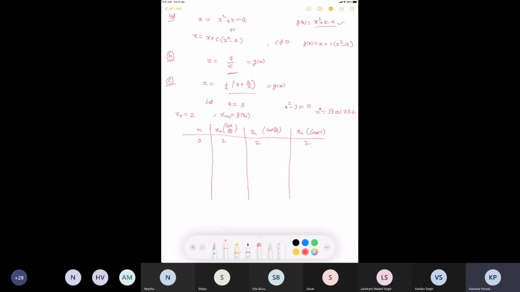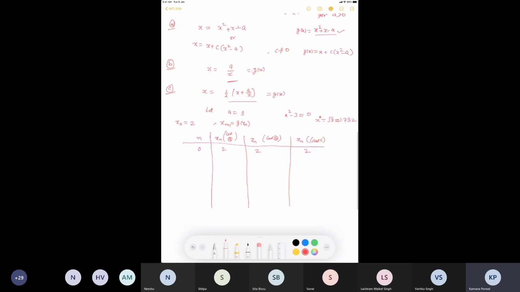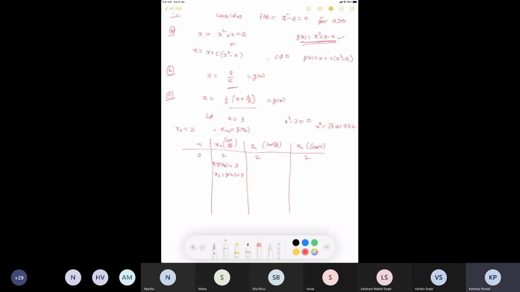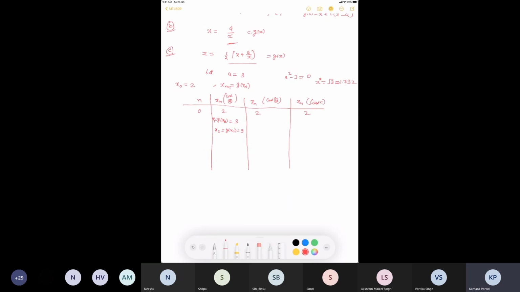Now you use the first choice of g and try to generate the sequence. So that is g of x0, which is going to be 3. You can just find it out. And then x2 will be g of x1, which will be 9. You just use this formula for g and try to generate this sequence. Likewise, the next entry will be 87, and in this way you can find the other entries.